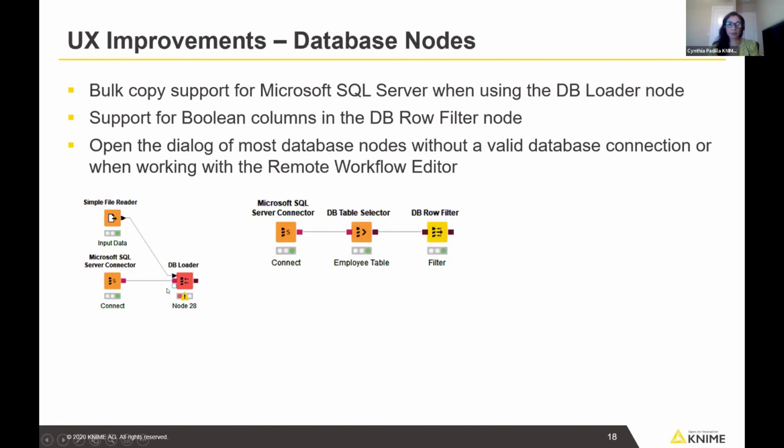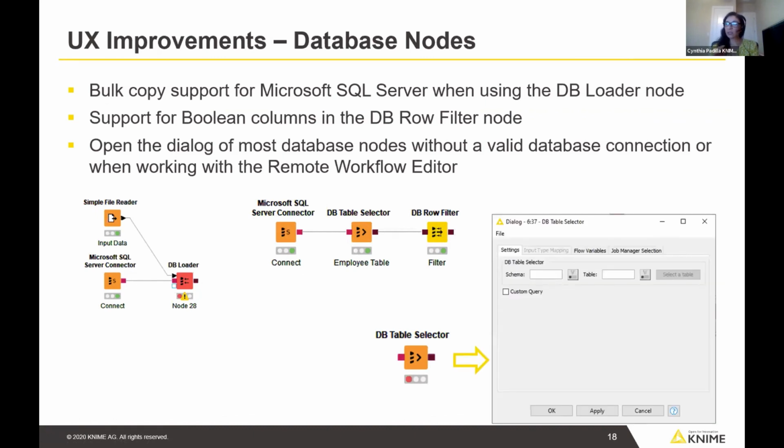Also, for the DB row filter, we have added support for Boolean data type, so you can use that now. And then one addition that I really like, I think I've seen these and my customers have seen these, you can open some of the DB nodes. We added this functionality. You can open the configuration tab without having to have a live connection to the database.